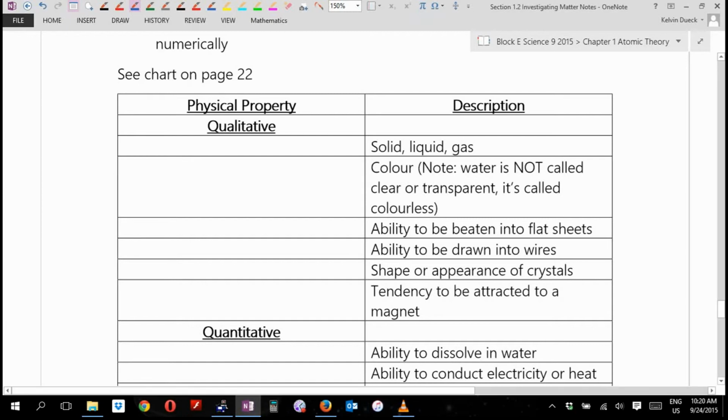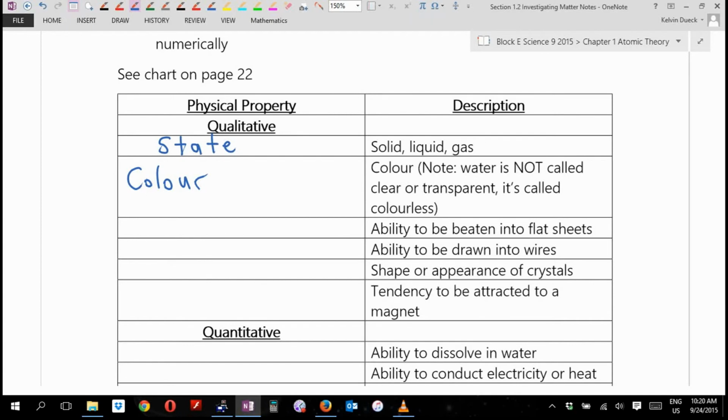So first we have some qualitative ones. Solid, liquid, or gas. What's the word that we give for that particular phenomena? State. Color is actually color, spelt with a U in Canada, so I'll spell it right. Thank you. Everyone needs a little helping hand sometimes.